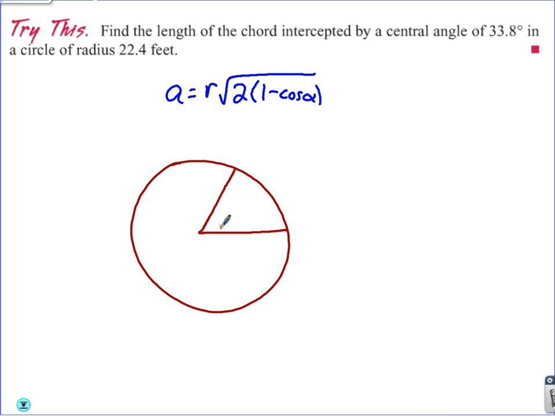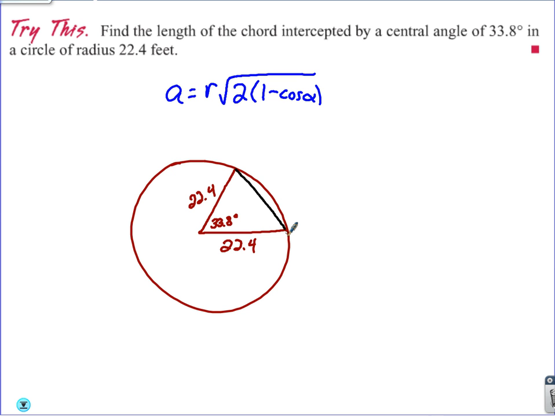A central angle of 33.8 degrees in a circle that has a radius of 22.4 feet. All radii are equal. So what we want to know is how long would that chord be? If you've got a radius of 22.4, what's the distance from there to there?